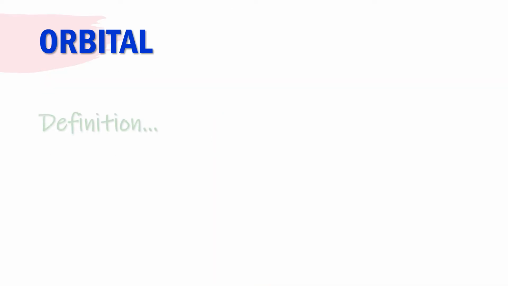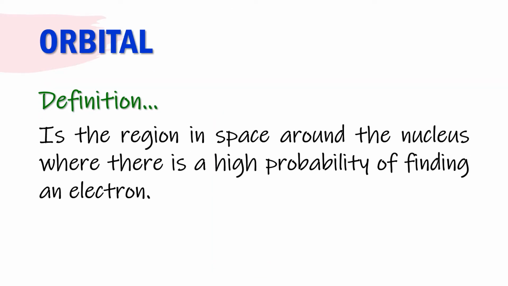First, let's define the orbital. An orbital is the region in space around the nucleus where there is a high probability of finding an electron. In other words, it is about the address of an electron in the orbital. So how do we specify the exact position and the energy of an electron in the orbital?